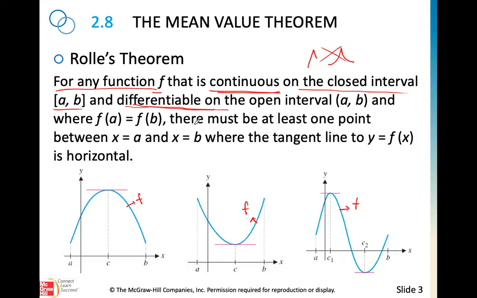We talked about this before. There must be at least one point. Be careful, the keyword is "at least one". What does it mean? It could be one, it could be two, it could be three, it could be four, but minimum one between A and B, where the tangent line to the given function is horizontal.